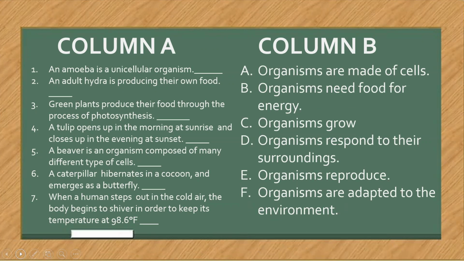This is your column B. Letter A. Organisms are made of cells. B. Organisms need food for energy. C. Organisms grow. D. Organisms respond to their surroundings. E. Organisms reproduce. F. Organisms are adapted to the environment.